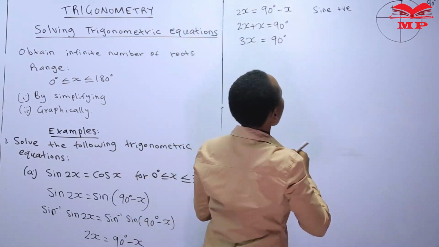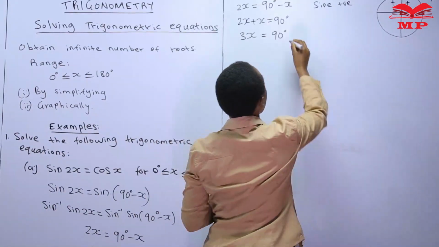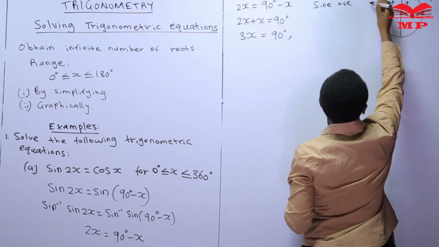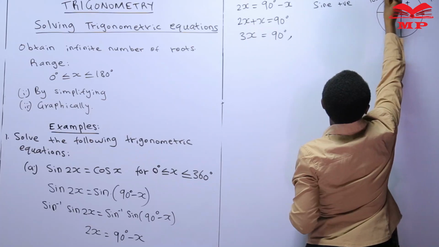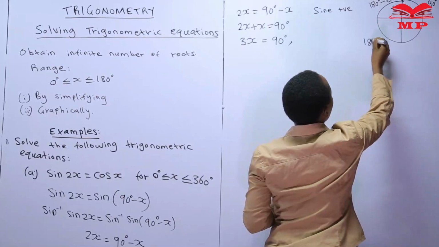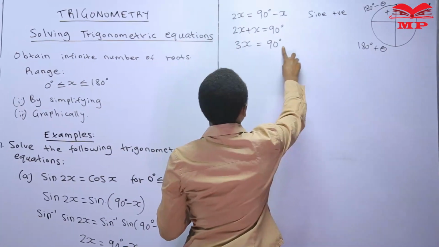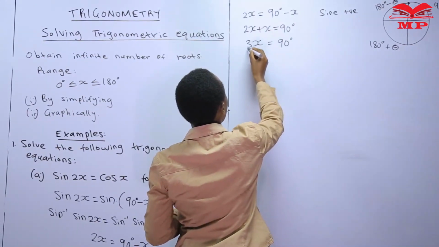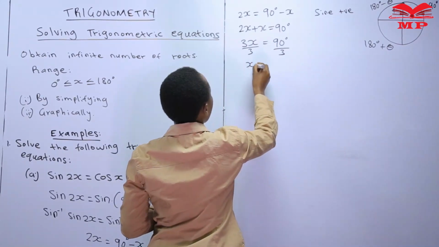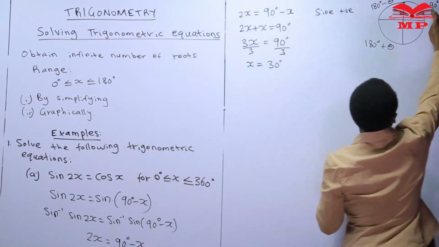So we also need to get the other quadrant. What do we have? We have 90 degrees. Then here we have 180 degrees minus theta. We have 3x, and therefore we can divide this by 3 so that we get that acute angle, and therefore our x will be equal to 30 degrees. Now we have 30 degrees here.